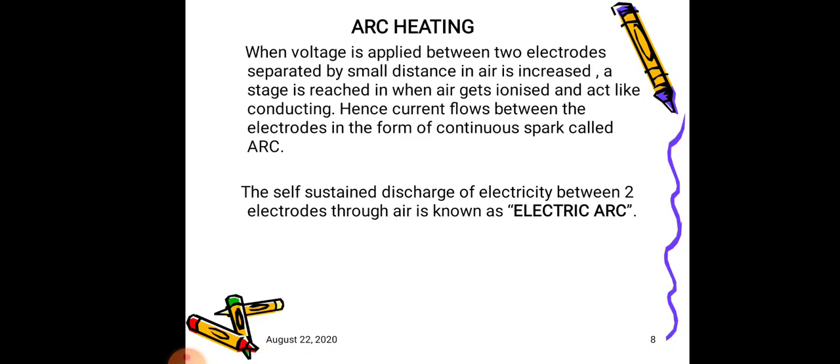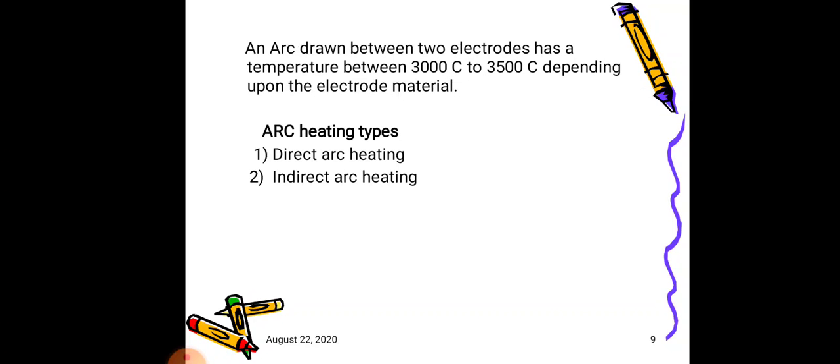When electrodes are made of carbon or graphite, the temperature obtained is in the range of 3000 degrees Celsius to 3500 degrees Celsius. In arc heating, the high voltage required for striking an arc can be obtained by using a step up transformer fed from a variable AC supply. So there are two types of arc heating. First is direct arc heating and second is indirect arc heating.